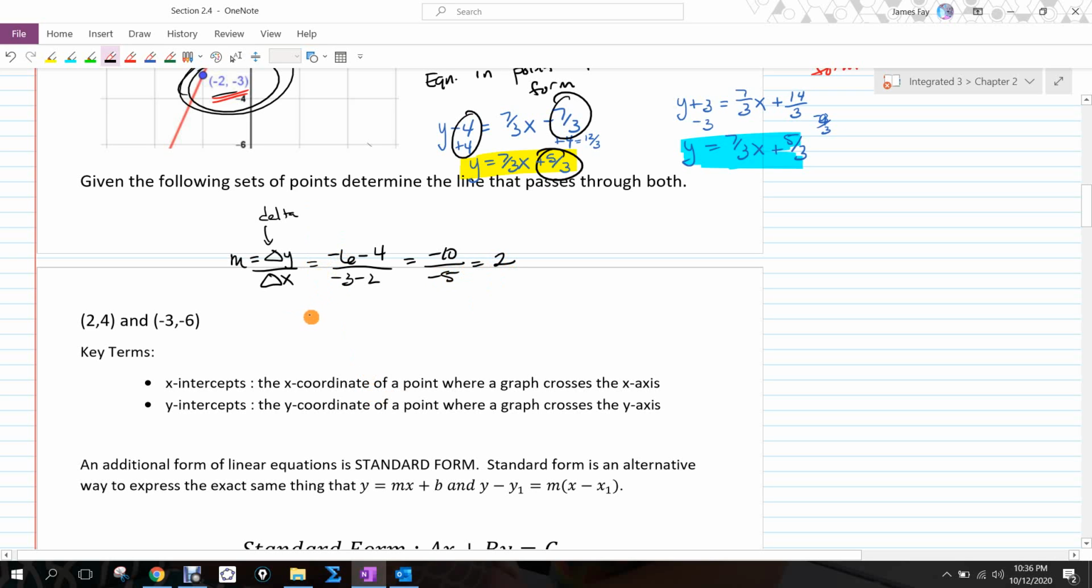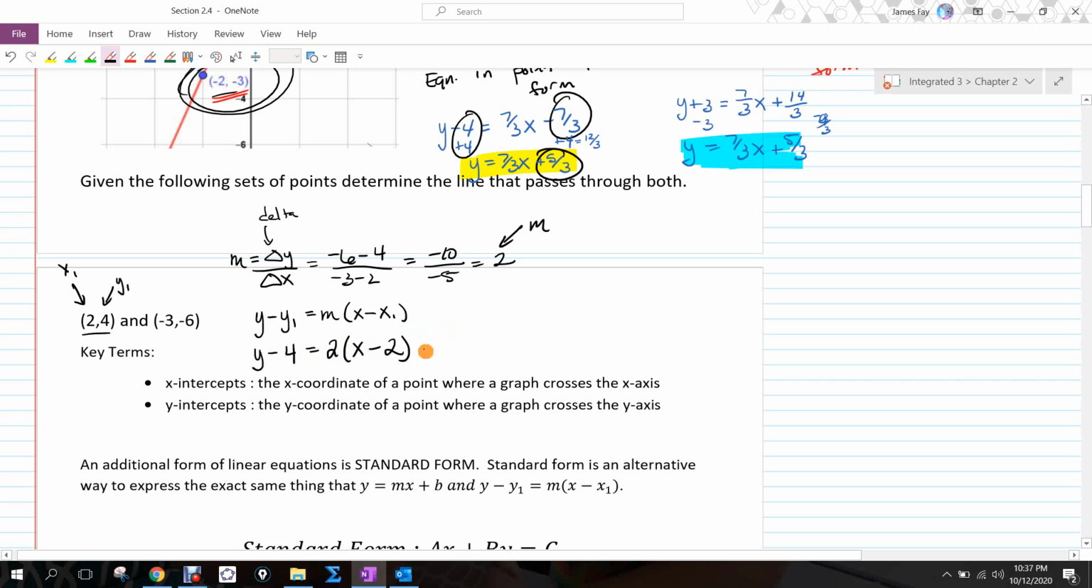Now, when I go y minus y1 equals m times x minus x1, it does not matter which one of these I use. I like to use the positive ones here, but it doesn't matter. So I go y minus y1, so there's my y1. That's my x1. And remember that there was our m. So put 2, then x minus x1, which is 2. So in your homework, when it asks you to write an equation in point slope form, this is what it wants.